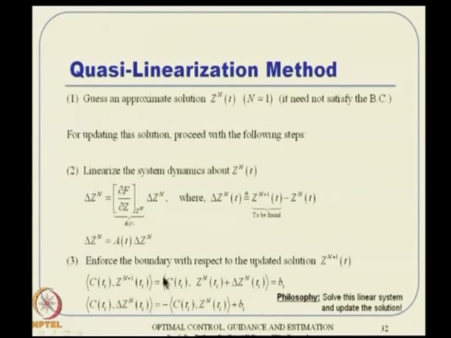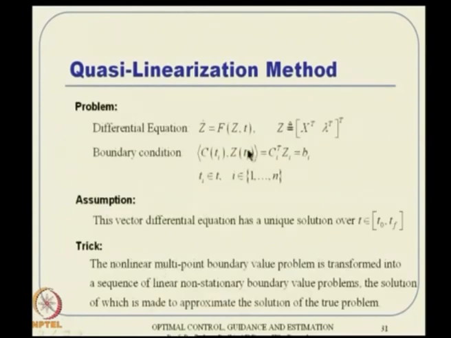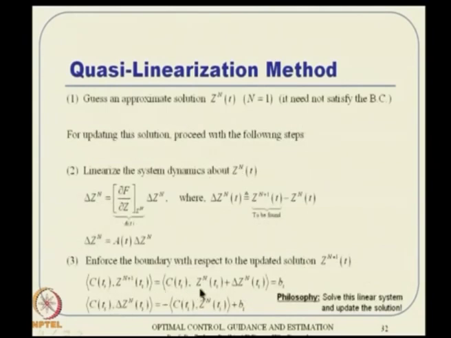So, how do you do that? Because remember, this is the boundary condition. In this boundary condition, I will substitute z n plus 1 here, and then c of t i, z n plus 1 of t i, inner product has to be equal to b i, that is the condition. But now, z n plus 1 I can divide into these two, because by definition it is like this. So, I can write that this inner product is nothing but minus this inner product plus b i, because inner product can be split out actually.